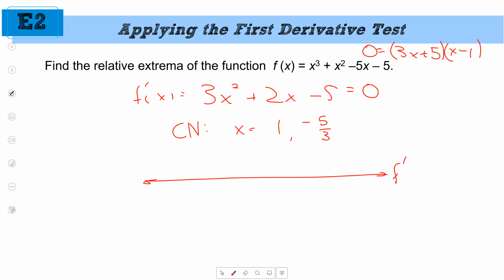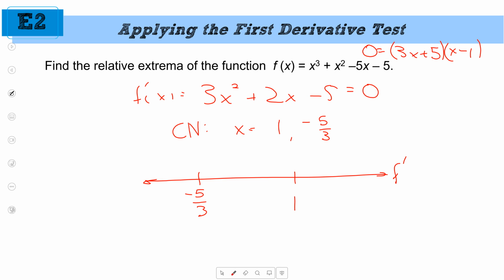Label the number line. Which one goes to the left? 1 or negative 5 thirds? Oh, I'm so proud. Test regions. So, Dom, what number would you like to the left of negative 5 thirds? Negative 4. Ooh, you madman, you.